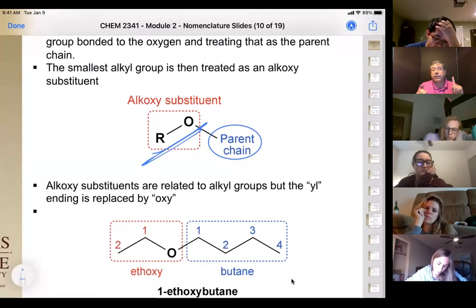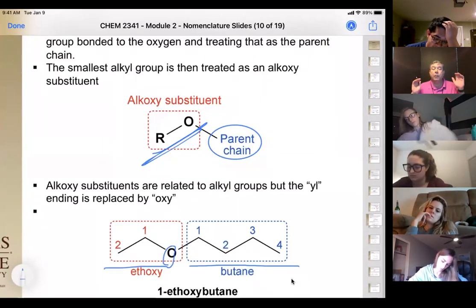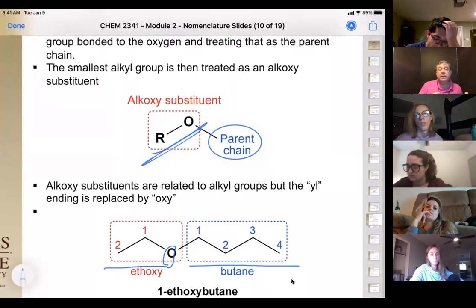Now note, the oxygen doesn't count in parent chain calculations because it is not a carbon. So don't count the oxygen as part of a chain. It's named in the chain, but it doesn't count toward your parent chain. So that means in this case right here, we have 4 carbons versus 2 carbons and an oxygen. So our parent is going to be butane. And now we have to name the substituent.